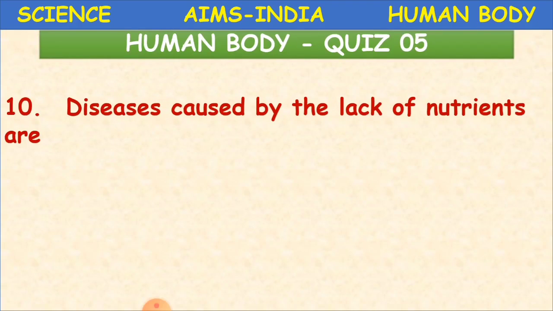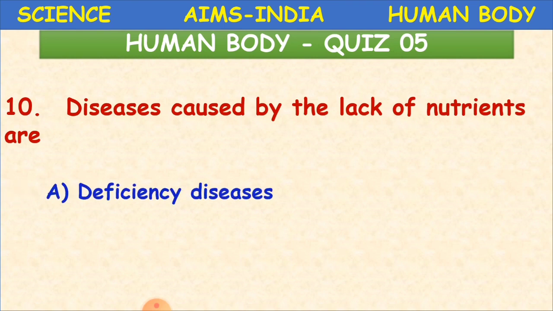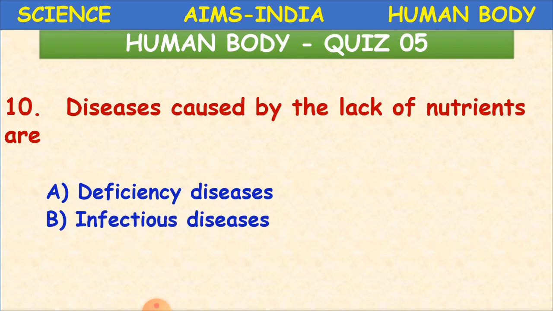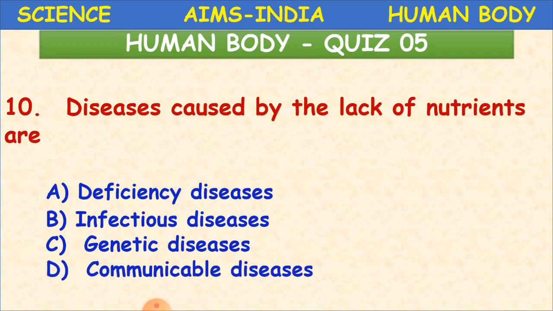Now, diseases caused by the lack of nutrients are. Diseases caused by the lack of nutrients are deficiency diseases, infectious diseases, genetic diseases and communicable diseases. Okay, so what diseases are caused by lack of nutrients? So it is deficiency diseases. Okay, like vitamins and minerals. If we don't have these nutrients, vitamins, minerals, iron and all that, we will be getting deficiency diseases.